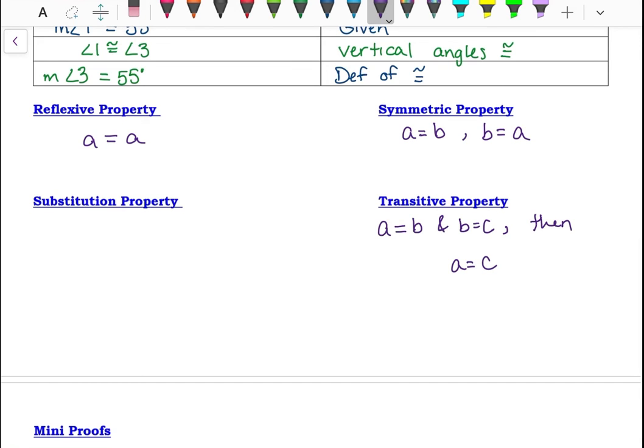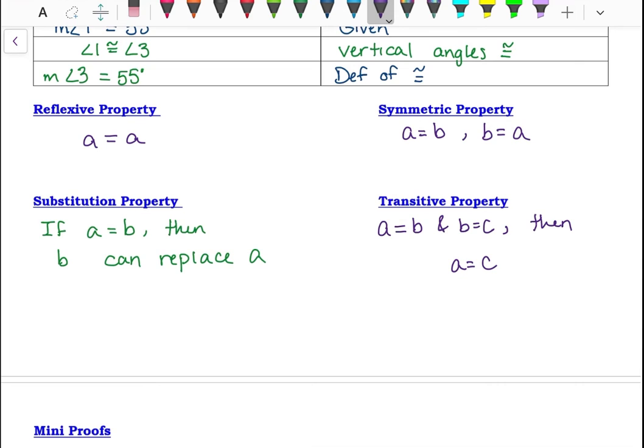Basically, if A is equal to a number and C is also equal to that number, then A and C are equal because they're both equal to the same thing. And last property is the substitution property. The substitution property says if A is equal to B, then B can replace A.